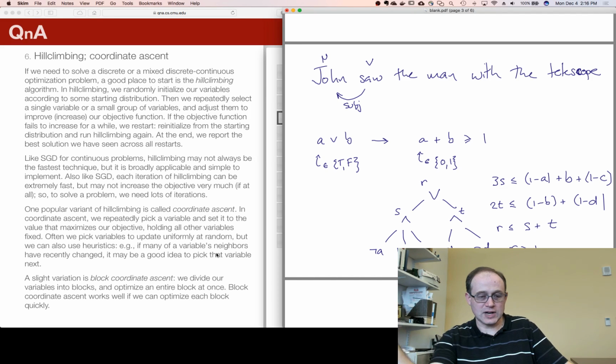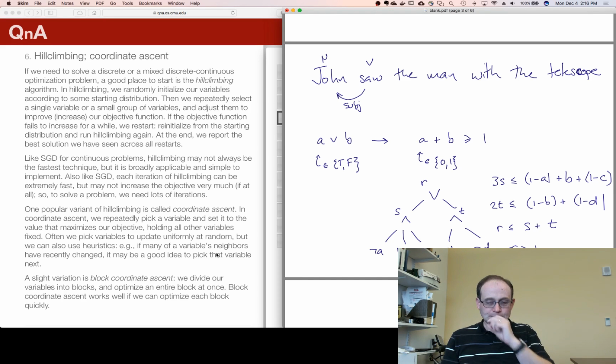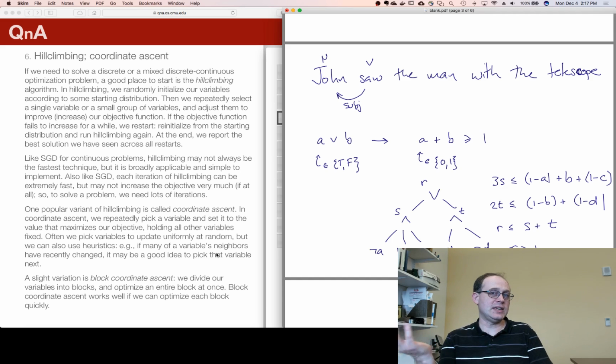All right. So one of the simplest algorithms is hill climbing. Hill climbing means that we randomly initialize our variables and then repeatedly take a single variable or a small group of variables and try to improve our objective according to them by adjusting just those variables. And so our objective will keep going up and up, and at some point it plateaus, and so we've at that point gotten to a local optimum, and so we randomly reinitialize and hill climb again from our new point.